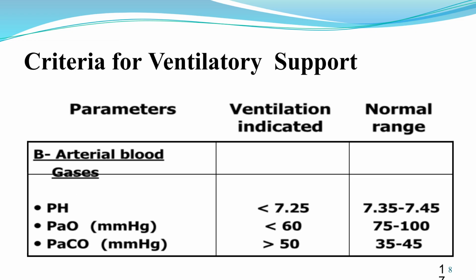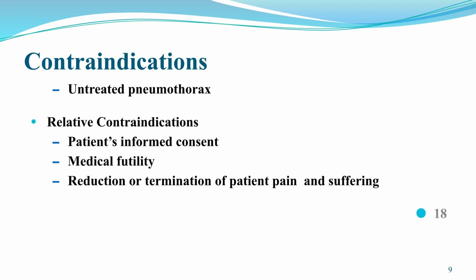Ventilation is also indicated based on arterial blood gases, such as a pH less than 7.25, PaO2 less than 60 millimeters of mercury, and PaCO2 greater than 50 millimeters of mercury. A contraindication is an untreated pneumothorax. Relative contraindications include the patient's informed consent, medical futility, and the reduction or termination of patient pain and suffering.